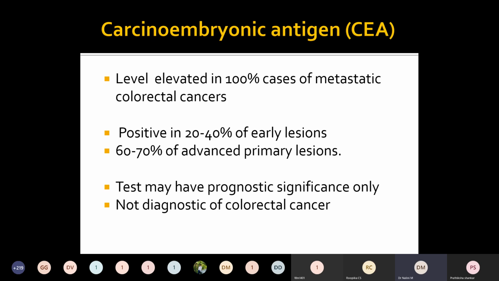A word on CEA, the carcinoembryonic antigen. This is elevated in 100% of cases of metastatic colorectal carcinoma. So when metastasis is the first thing that is picked up, which is rare, but still CEA could come in handy to diagnose that this metastasis is of colorectal origin. And this could also be positive in 20 to 40% of early cases and 60 to 70% of advanced primary lesions. And these have prognostic significance more than diagnosis.